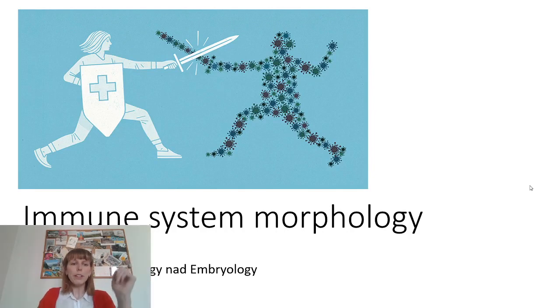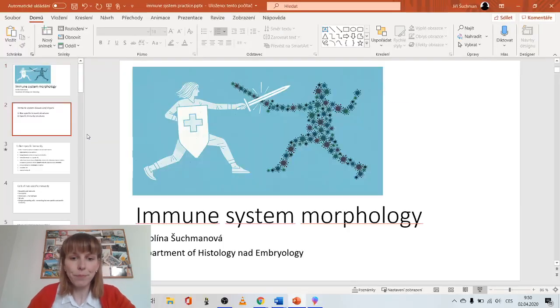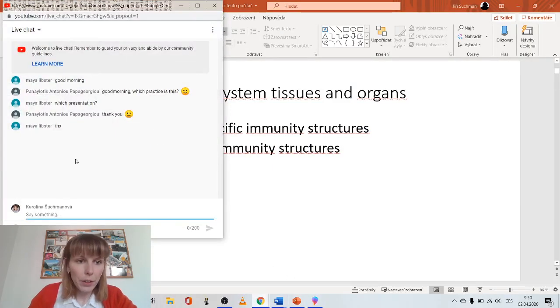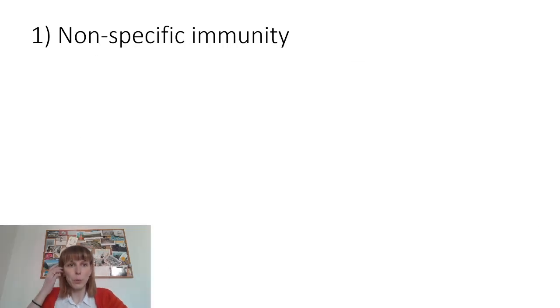So we will be talking about organs and tissues of the immune system today, and we will cover first the non-specific immunity and specific immunity afterwards. So these are 2 types of immunity that we will be talking about, and they are located in different regions of your body, and the specific immunity often has distinct organs to itself. So I hope everybody found the presentation. Perfect. So let's start with the non-specific immunity.